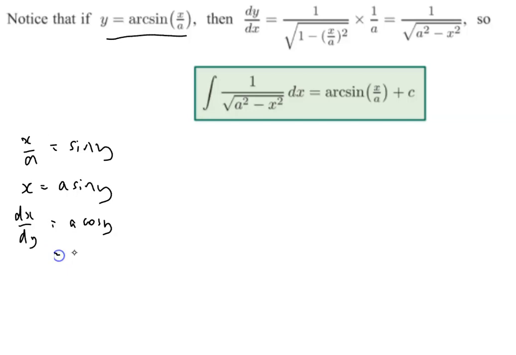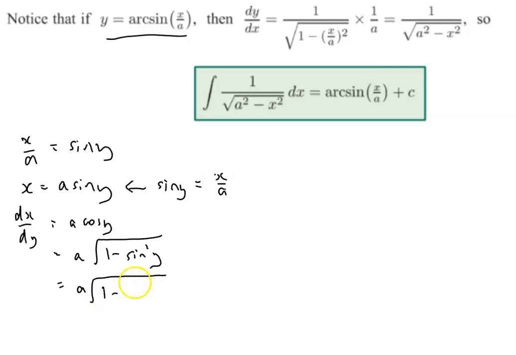And as before, we'll replace cos y by the square root of 1 take sine squared of y, and then we can use the fact that that rearranged would give me sine y is equal to x divided by a. So down here I've got a times the square root of 1 take x squared on a squared. Now I'm going to bring that a into my square root term. So a becomes a squared when we put it underneath the square root.